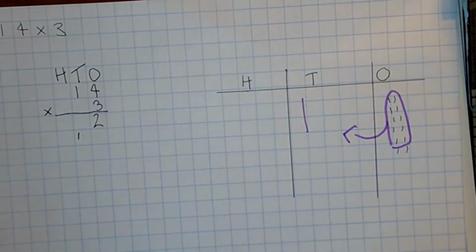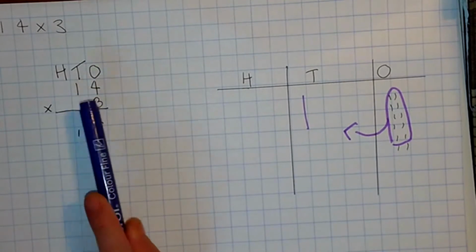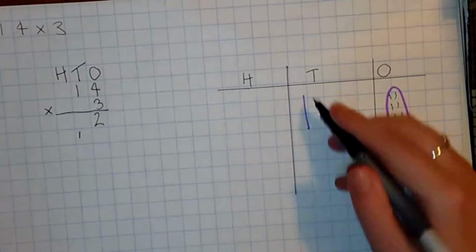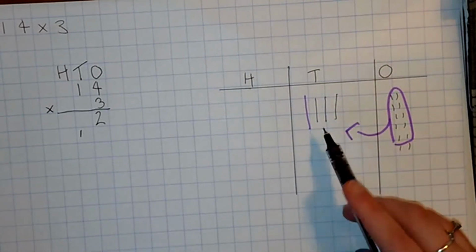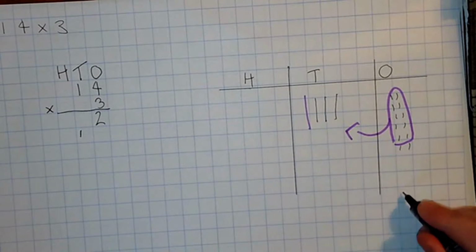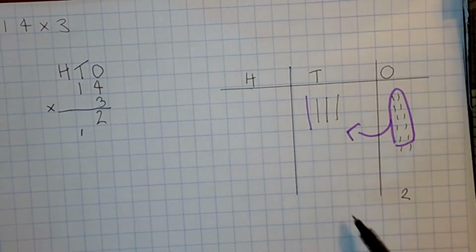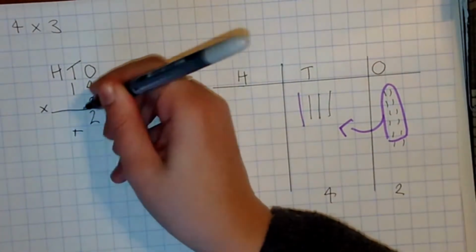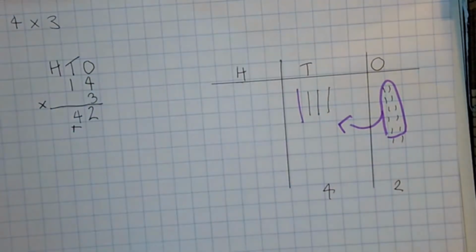Then I am going to be doing 1 times 3, so multiplying this 1, which is in my tens column, by 3. 1 times 3 is equal to 3. I'm going to again put this in my place value chart just to represent it. 1, 2, 3. So I've got 2 ones, and I've got 1, 2, 3, 4 tens. Add my little one here. I like to cross them out to know that I've used it. 14 times 3 is equal to 42.